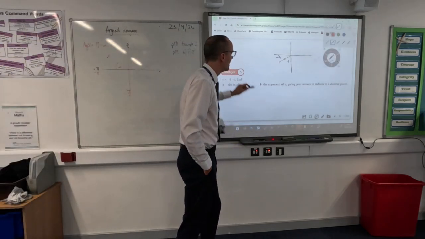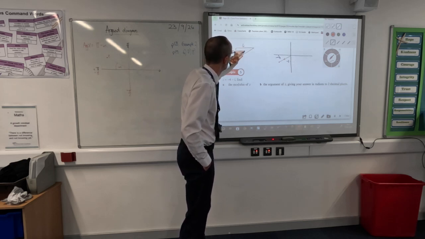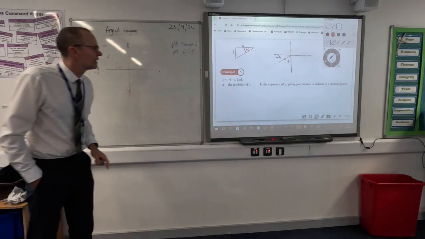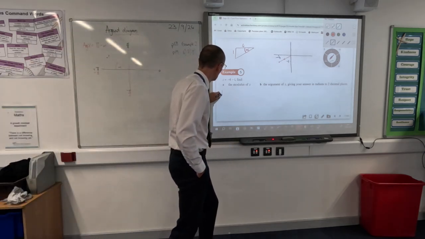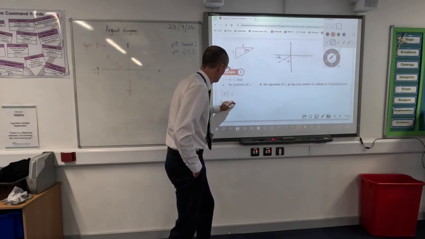Just like I do with gradient, when I'm working out angles, I never worry about the whole positive negative thing. I just say that's 4 and that's 1, and that's what I'm going to do. It's called Z, so I'm going to find the modulus and the argument of Z.